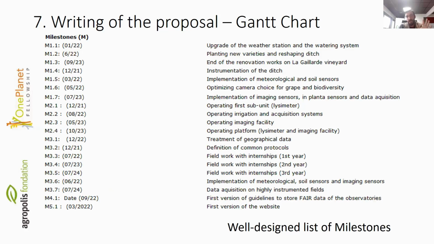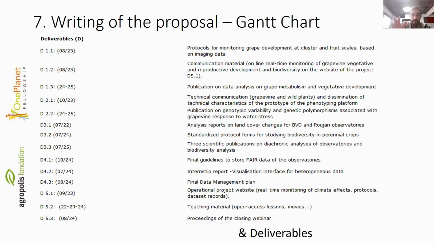Then here is a well-designed list of milestones, and you see that it's very precise. The researcher really sometimes needs to explain what is going to be done. Same thing for the deliverables. I won't go into details, but you see the deliverables are really specific. As I mentioned before, it's really clear what is expected.